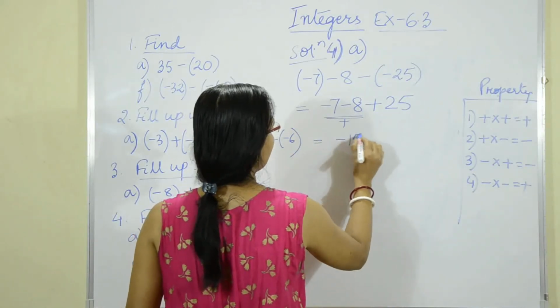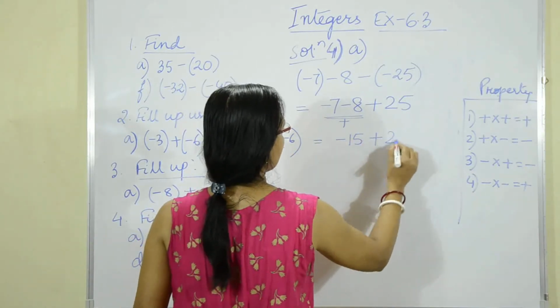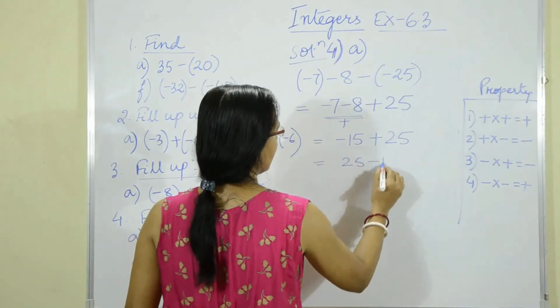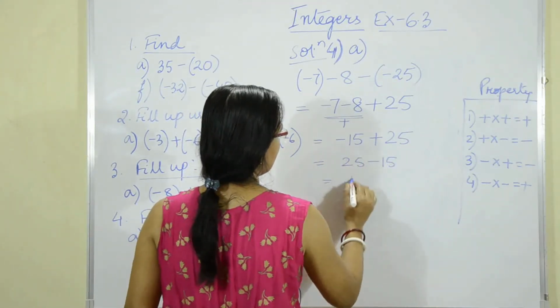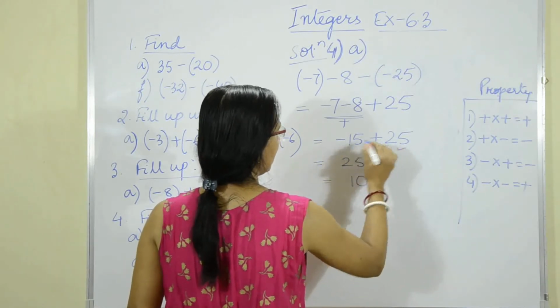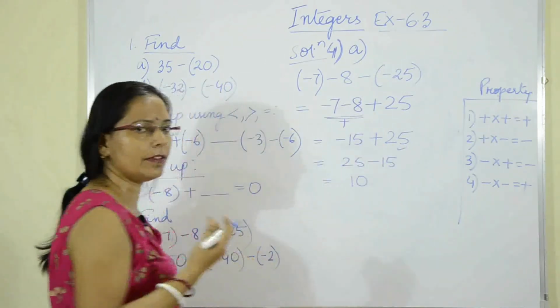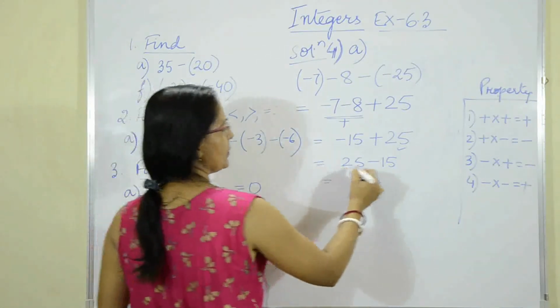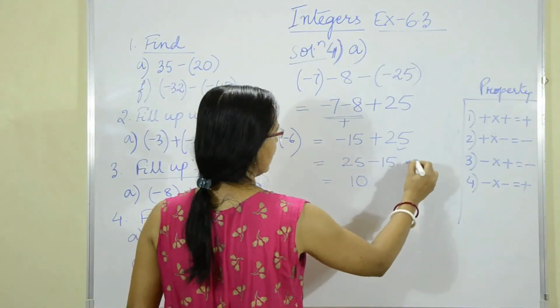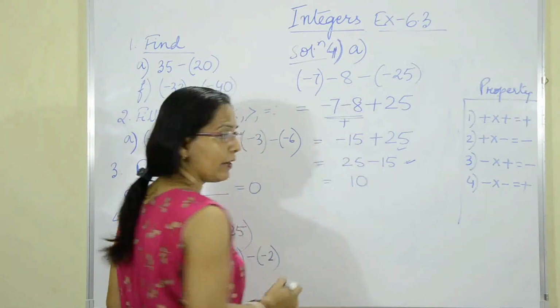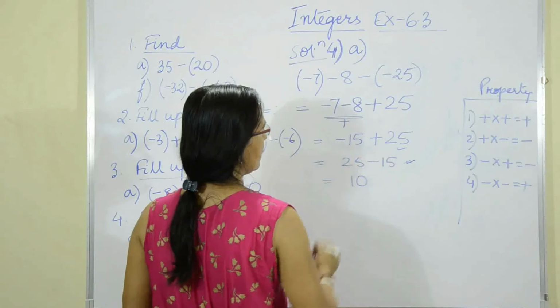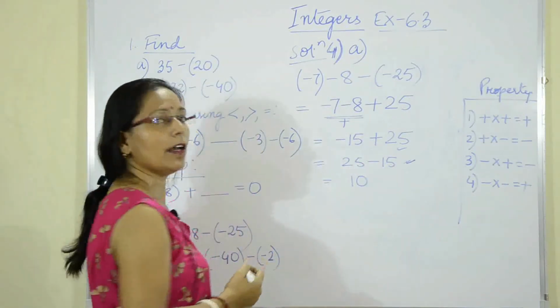Minus 15 plus 25. Now 25 minus 15 is 10. When the greater number is positive and the smaller number is negative, it is just simple subtraction and nothing else. Okay, you can change it. You could have written, instead of writing this line, you could have written it directly, then also it is correct. Just to show you, I have brought the greater number here. This is how we do.